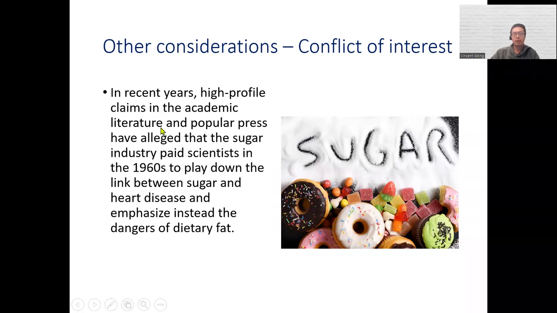Apparently it has recently come to light that a lot of the academic literature published in the 60s was paid for by the sugar industry to play down the link between sugar and cardiovascular diseases. They shifted the focus to dietary fat. Blame it on the greasy food, blame it on the lipids. Don't tell people sugar is bad, right?